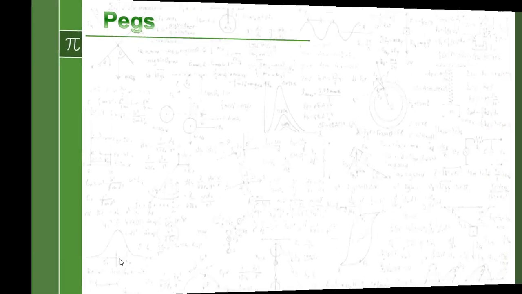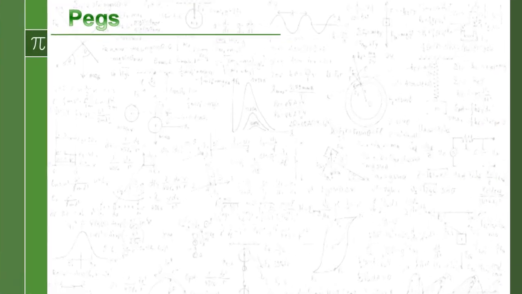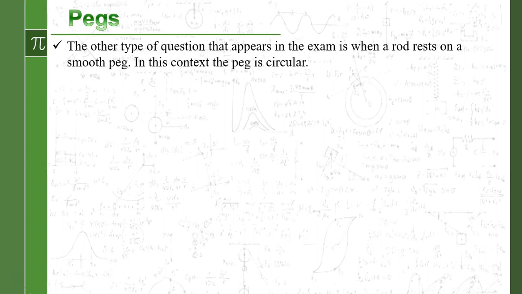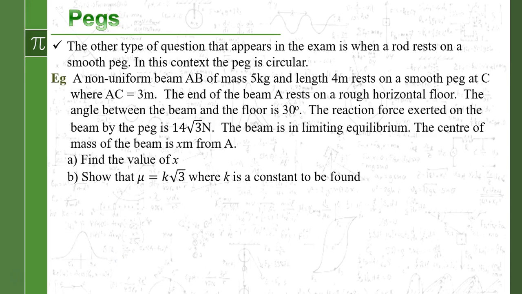Right, let's move on and have a look at pegs, because that was the ladders bit dealt with. When we're talking about pegs, we're talking about basically circular objects, so pegs, barrels, everything of that kind. In this example, we've got a non-uniform beam, 4 metres, resting on a smooth peg, and we've got the distance from one end to the peg, and all the information in the question.